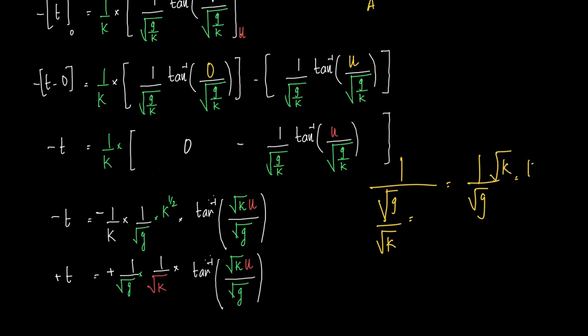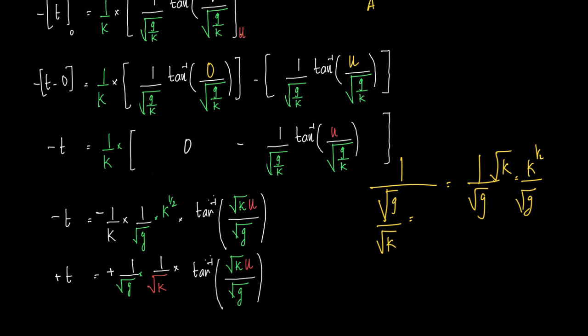Now what is root k? Root k is k to the power 1 by 2. So I can write this as k to the power 1 by 2 by root g. Into u, 1 by root g by root k is the same logic. k will go to the numerator, so I'm going to have root k into u. Okay, so I think that much portion is clear.